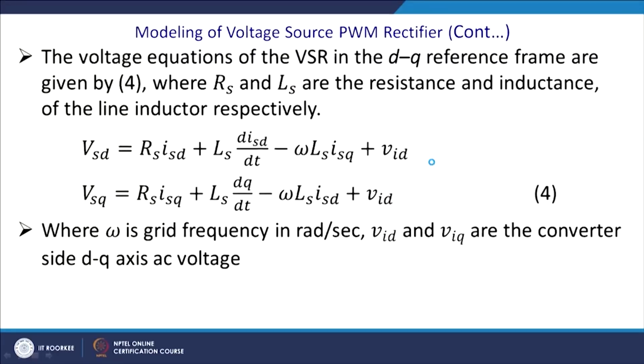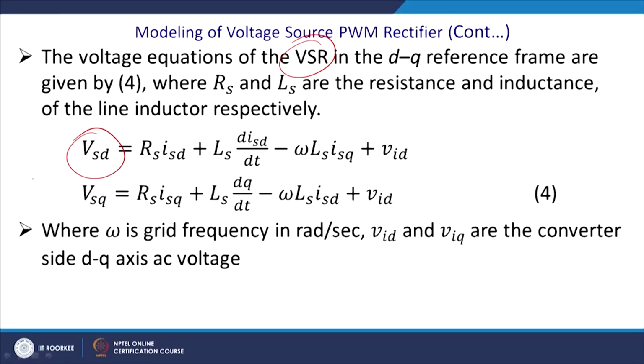Similarly, we can write the voltage equations of the VSR in the dq reference frame, where Rs and Ls are the source resistance and the source inductance. Now, the microgrid has a problem: you know that it is predominantly resistive. Generally, in case of the normal grid, we neglect the value of the resistance and it is predominantly inductive, but we shall take care of these things at a later stage.